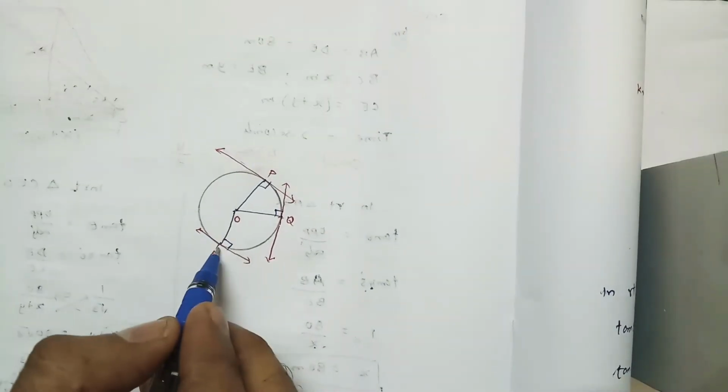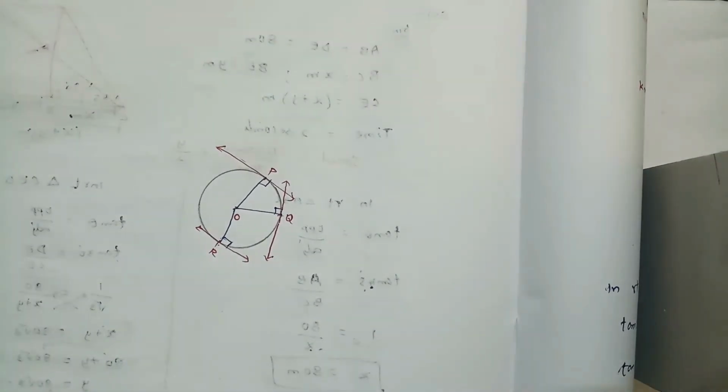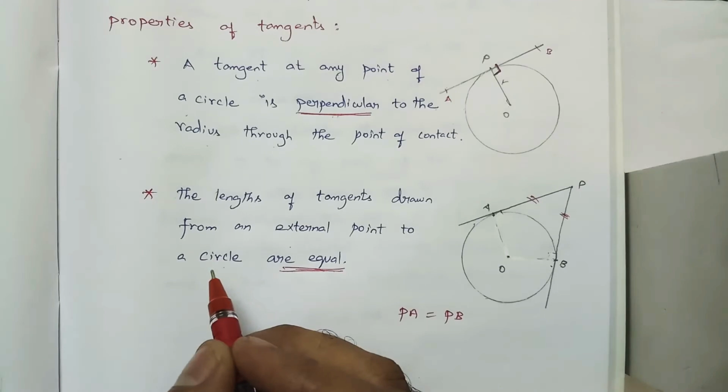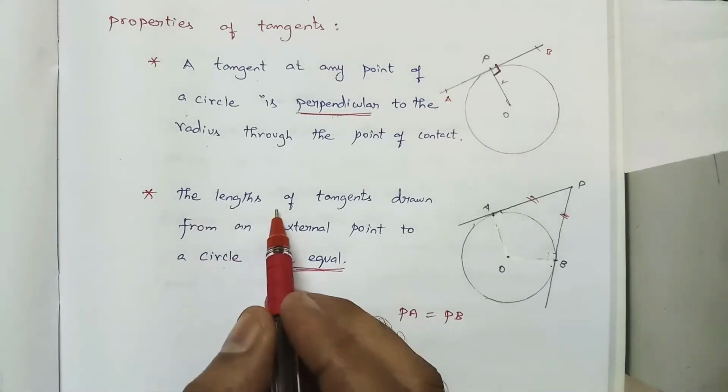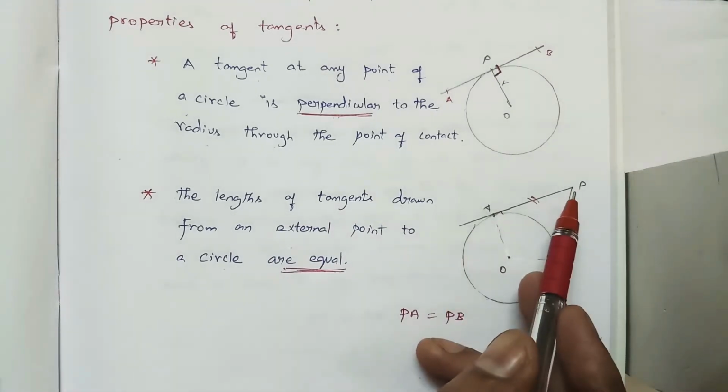The line from the center to the point of contact will always make a right angle with the tangent. Understood? The next property is the easiest property: the length of the tangent. Now we are discussing the length of the tangent.